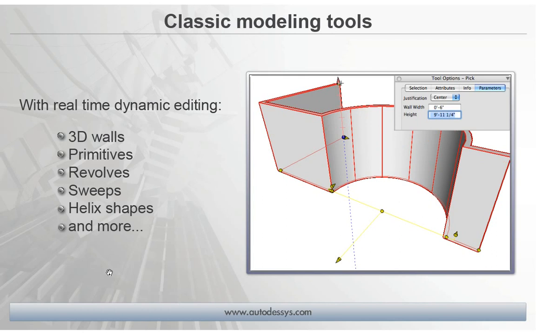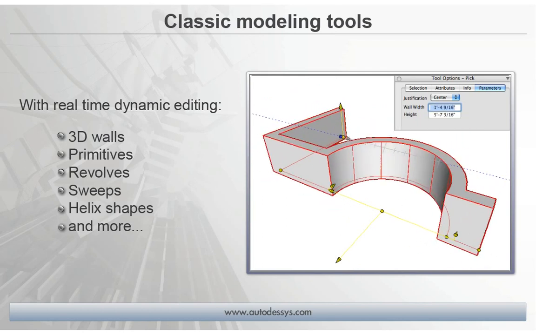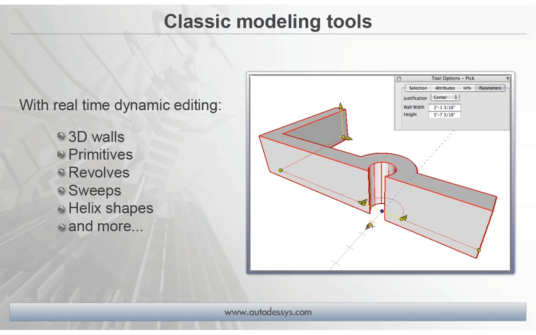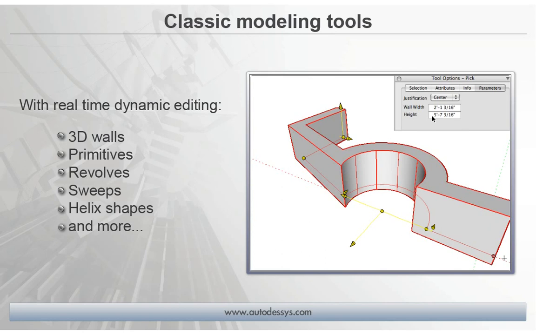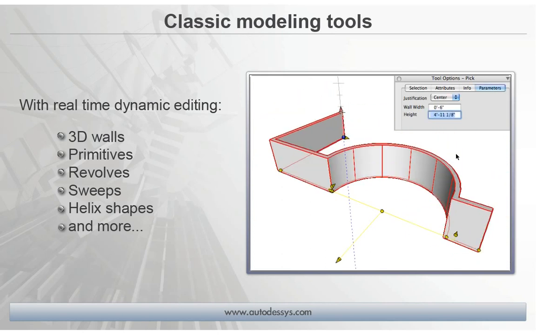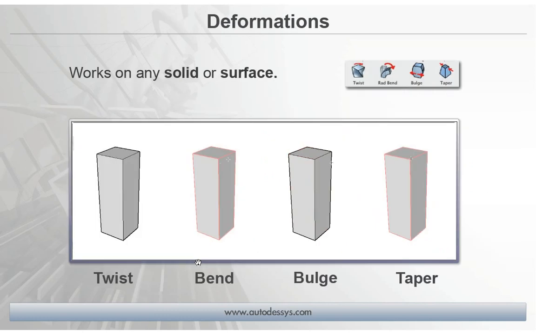Classic modeling tools with real-time dynamic editing. So if you create something as simple as a wall, a primitive, revolving, sweeping, helical object, whatever you create, you get a set of controls that can be used to further edit that object. And notice that you always have numeric information too. So you can always either dynamically, graphically modify that shape in a conceptual way, or at any time you can always type in numeric information too. So you get the best of both worlds.